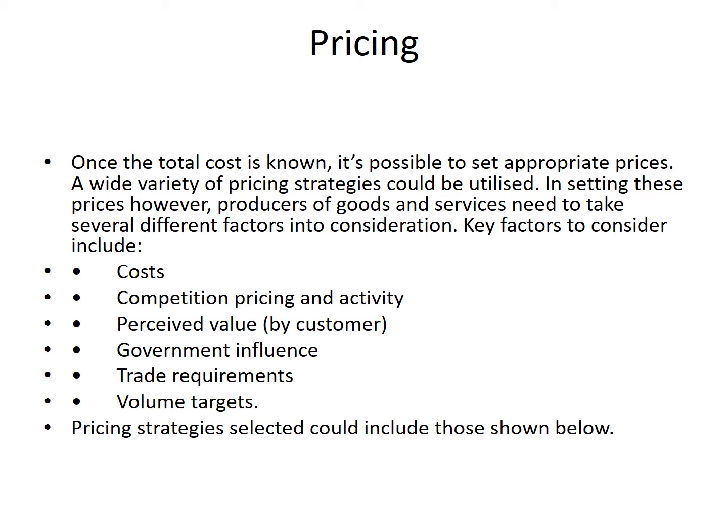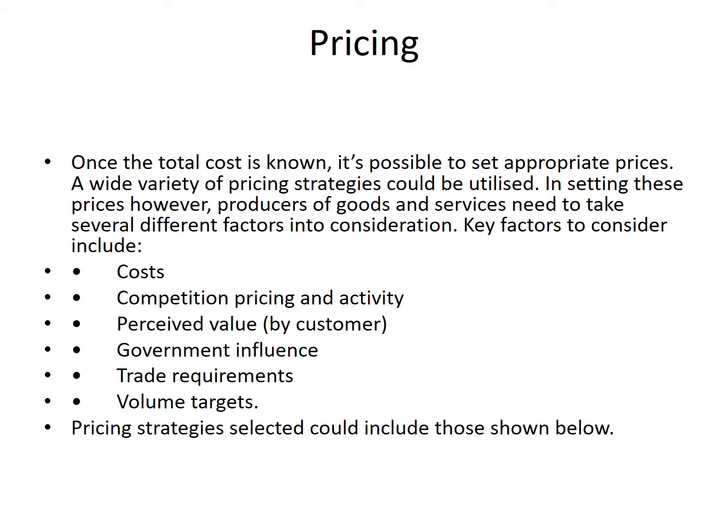Then pricing. After learning the cost, we can move on to the pricing. Once the total cost is known, it is possible to set appropriate prices. Generally, the price is set by adding a profit margin to the cost. So if the cost is 100, and the profit margin is, let's say, 20%, then 100 plus 20, the price will be 120. That's the pricing. A wide variety of pricing strategies could be used.